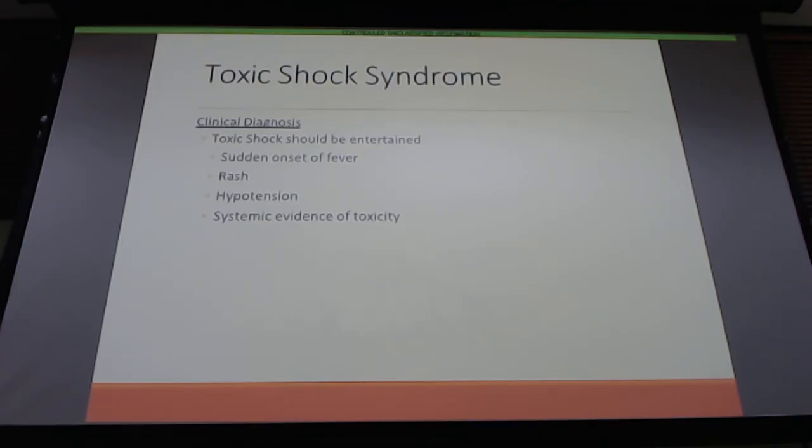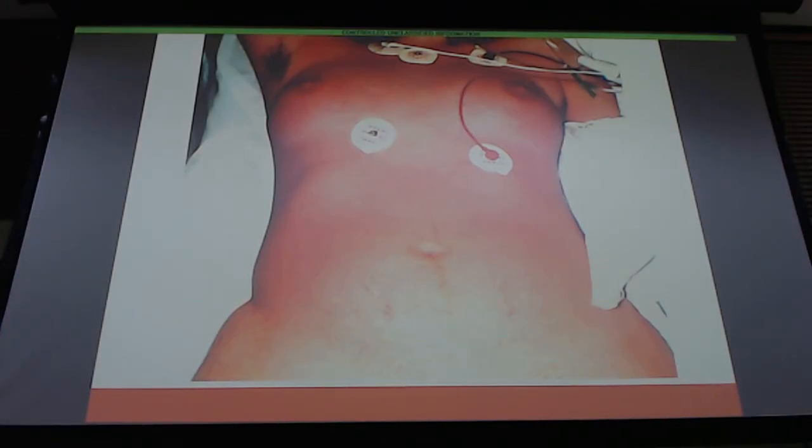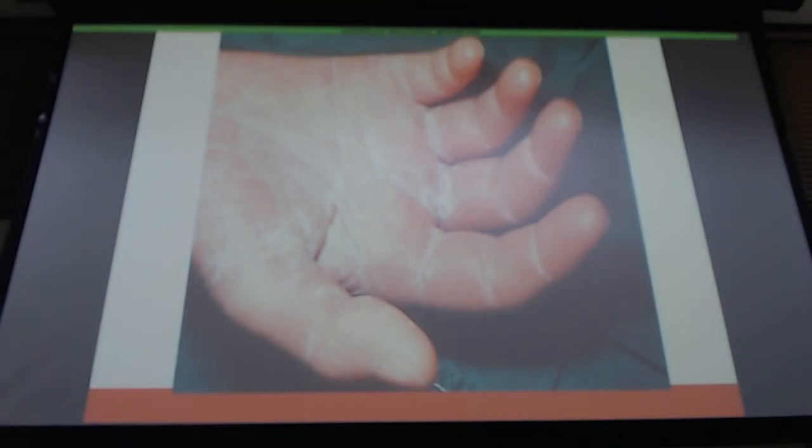This can be caused by three different things, right? You've got MSSA, MRSA, or strep. Strep is not as common, but you still have to differentiate MSSA versus MRSA in this, because those are the more common ones for toxic shock syndrome staph. This is supposed to be a diffuse rash. Okay. This is desquamation, where the skin is breaking up and starting to come off.